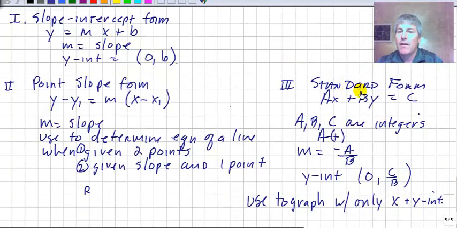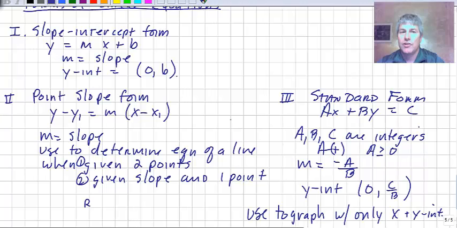Third, we have standard form, ax plus by equals c, where a, b, and c are integers. A has to be positive, or a has got to be greater than or equal to 0. Our slope is the opposite of a over b, and our y-intercept is (0, c over b). And this is a nice format when we're graphing with only the x and y intercepts.